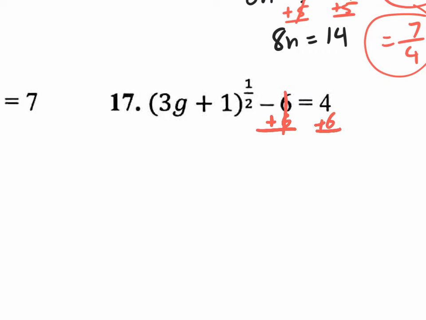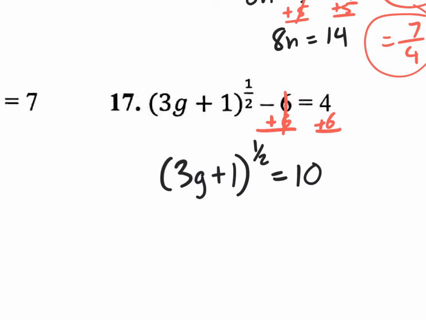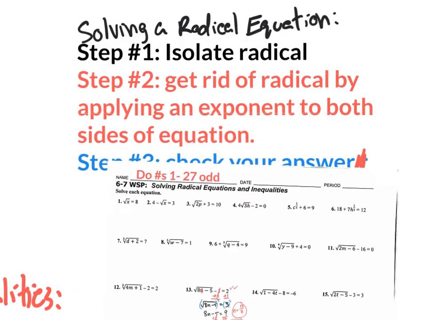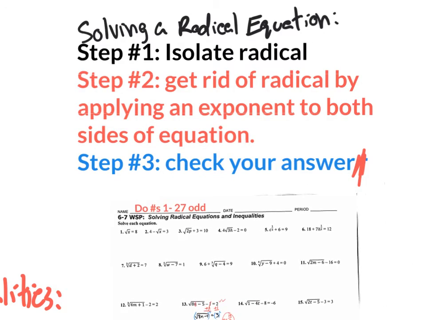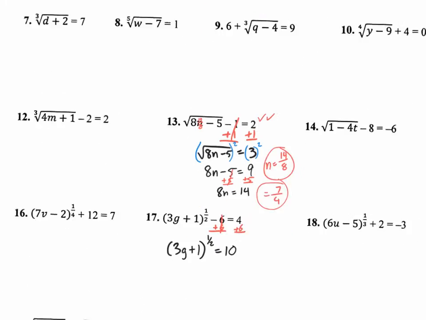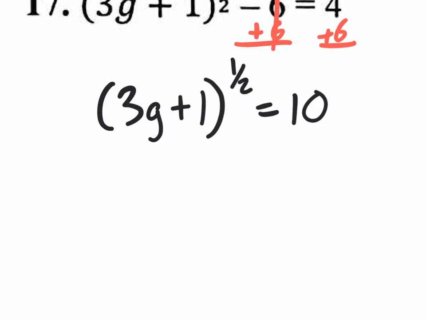What do we have now? We have the isolated radical, 3g plus 1 to the 1/2 power, which is really the same thing as the square root of 3g plus 1. Now, what does step 2 say? Back here, step 2 says get rid of the radical by applying an exponent to both sides. So we need to get rid of that square root by applying what power to both sides?